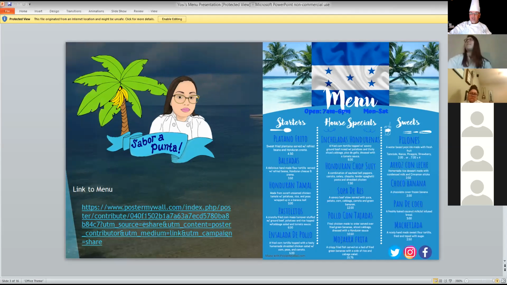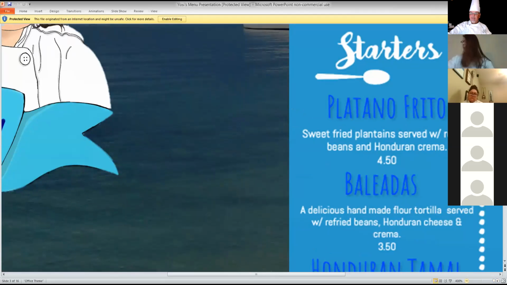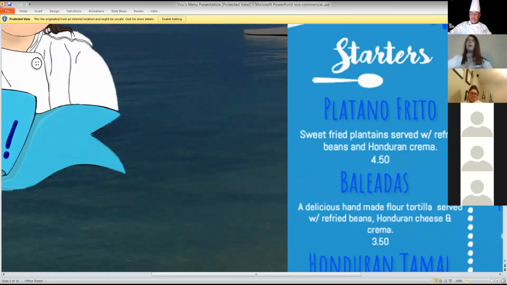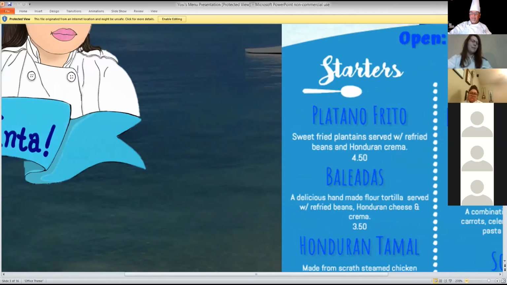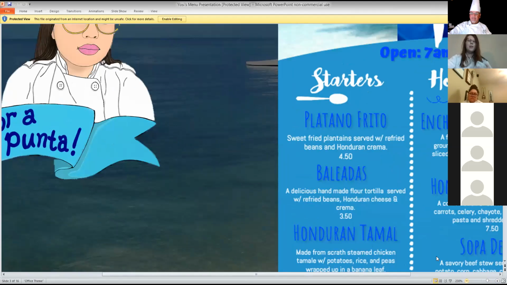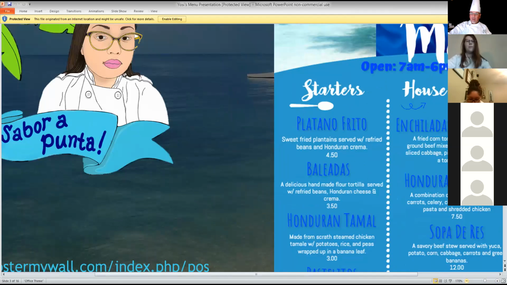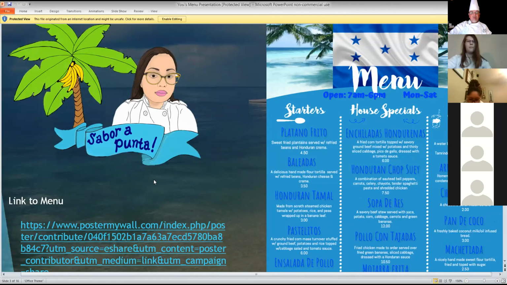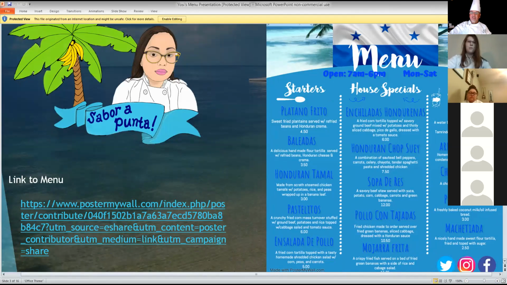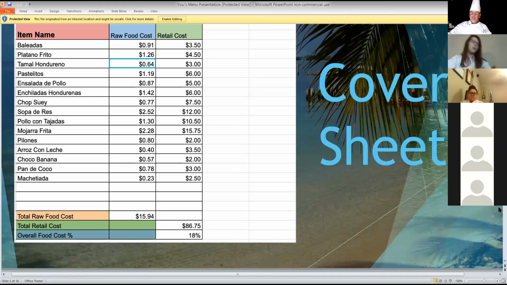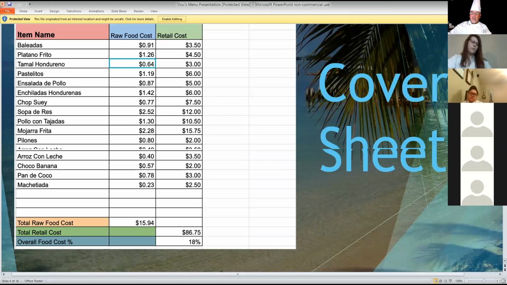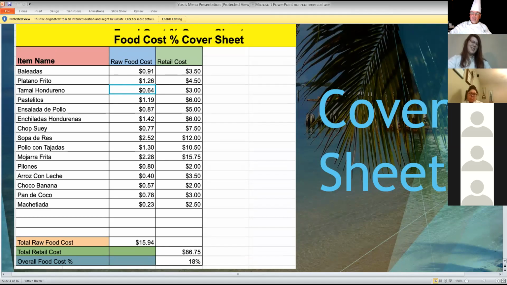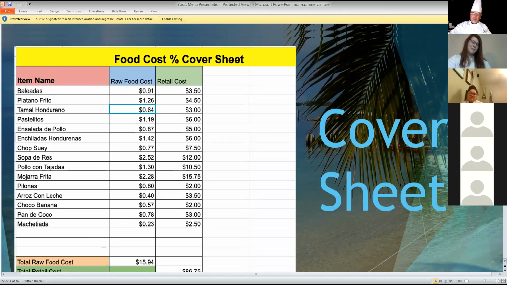Let me see if I can make it bigger. So that's the menu on the website, Poster My Wall, that she created. 5, 5, and 5: 5 starters, 5 mains, and 5 sweets. Oh, go back. Okay.